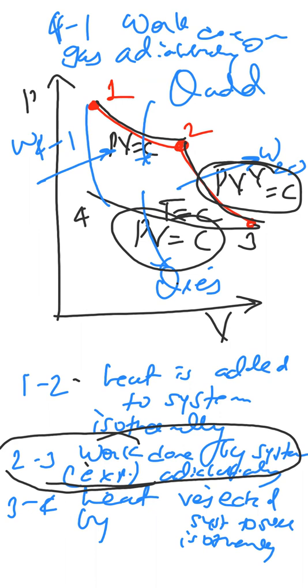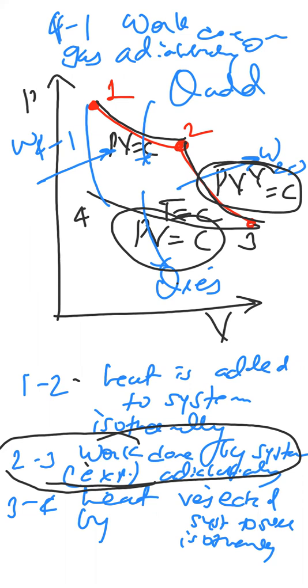4 processes are involved. 1 to 2, isothermal. 2 to 3, adiabatic. 3 to 4, again isothermal. 4 to 1, again adiabatic. 1 to 2, temperature is constant. 2 to 3, heat transfer is 0. 3 to 4, again temperature is constant. 4 to 1, heat transfer is 0. 1 to 2 is expansion. 2 to 3, sorry, 2 to 3 also expansion. 3 to 4, compression. 4 to 1 also compression.